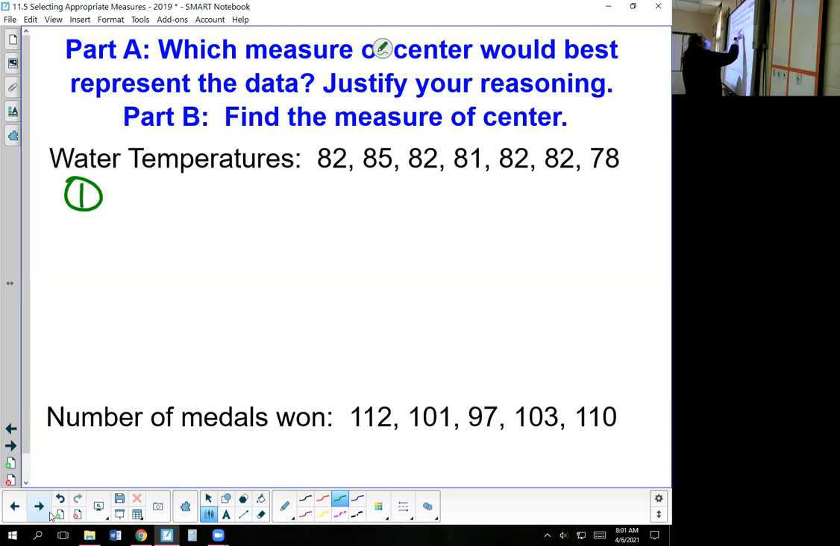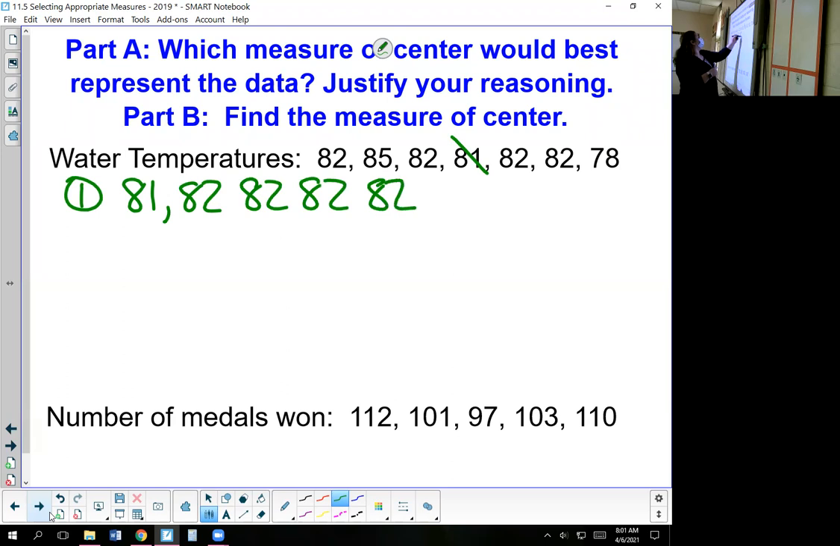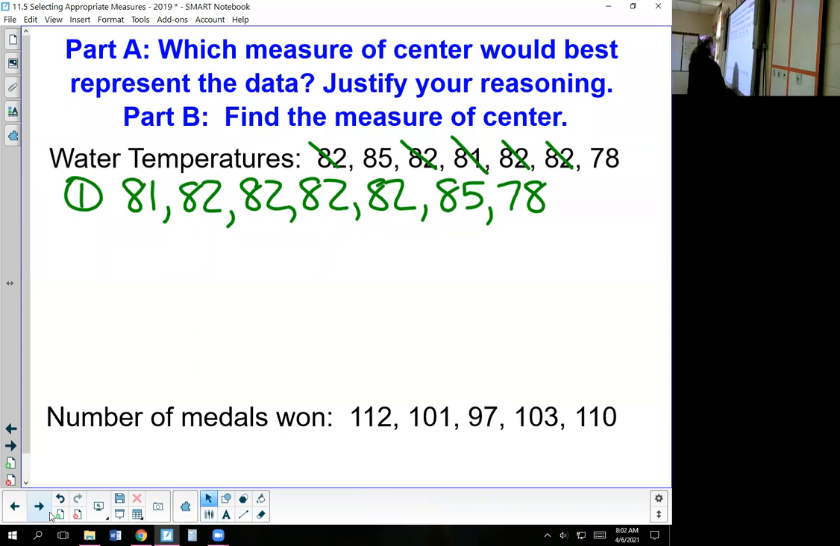So the lowest number is, I got an 81, 3 80s, 4 82s, 82, 82, 82, 82. I think you know which one we're going to select. 85 and 78. Okay? Oh, whoops, my bad. 78 for the boys. Woo! Sorry, 78. There we go.